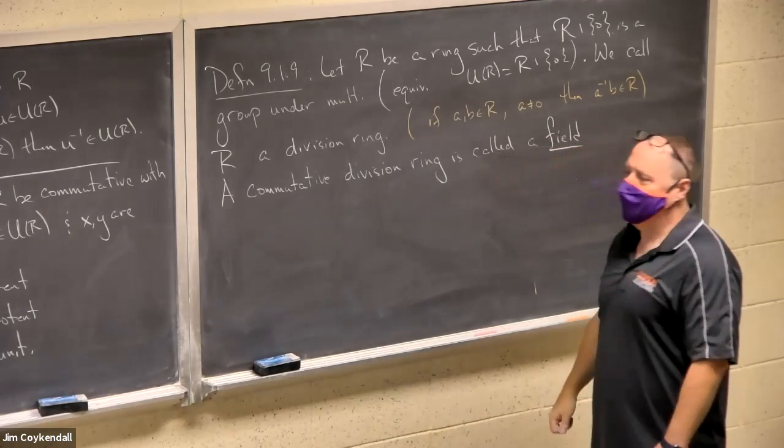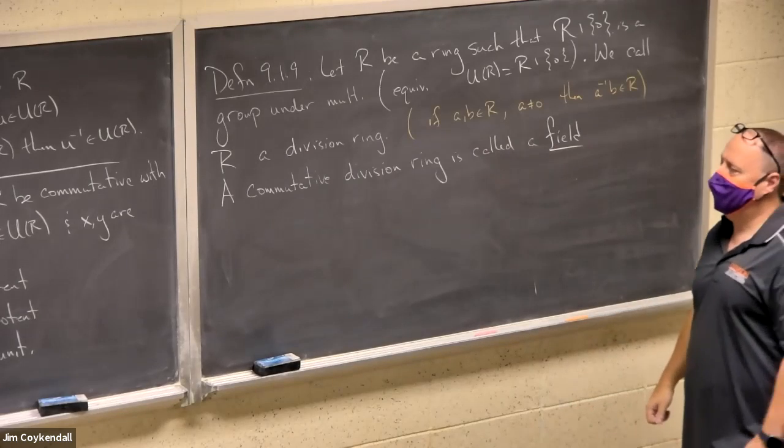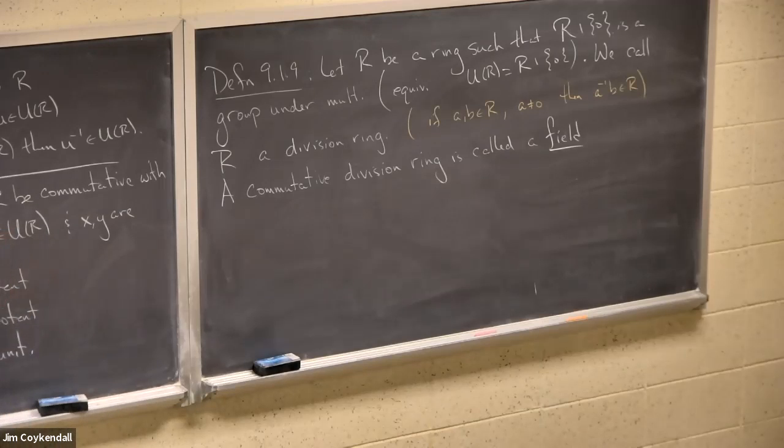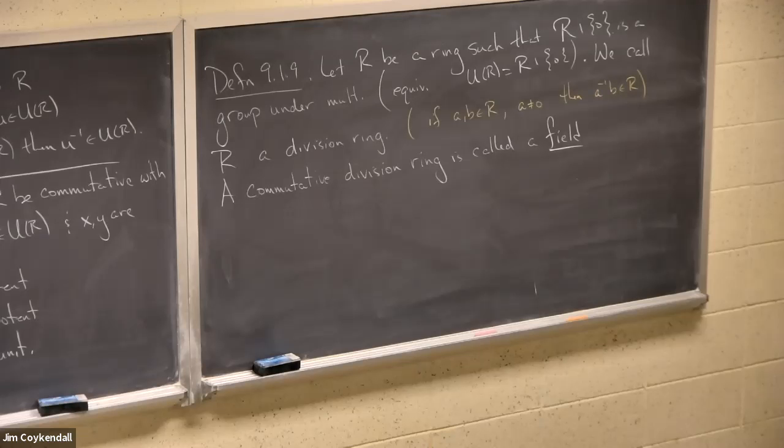If you have a division ring where multiplication is commutative, we call that a field. By the way, I'm curious, how many of you have heard the terminology field before? I heard it in analysis. Oh, where did you say you heard it before?